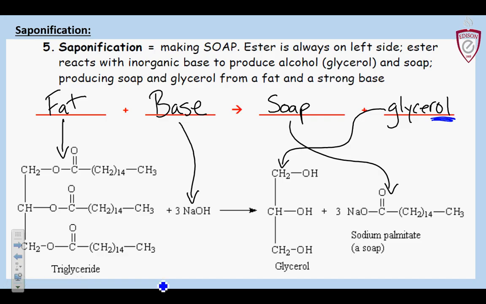Glycerol is a type of alcohol because it has OHs. A triol. It's not the type of alcohol that gets you intoxicated, but it has an alcohol functional group.